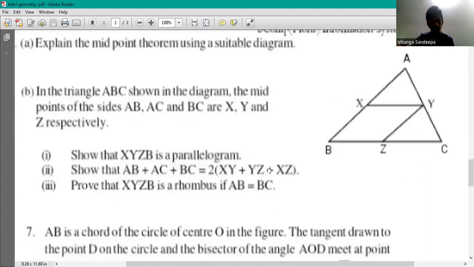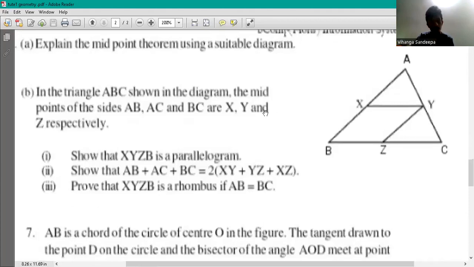In the triangle ABC shown in the diagram, the midpoints of the sides AB, AC, and BC are X, Y, and Z respectively. First one, show that XYZB is a parallelogram. Then show that AB plus AC plus BC equals twice XY plus YZ plus XZ. Then third one, prove that XYZB is a rhombus if AB equals BC. So look at the first question.